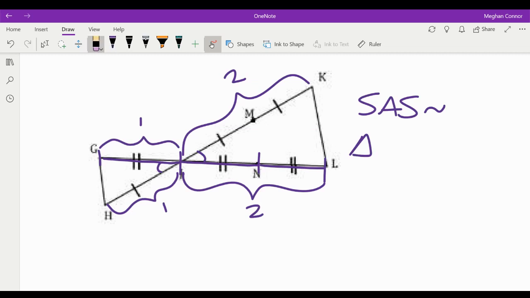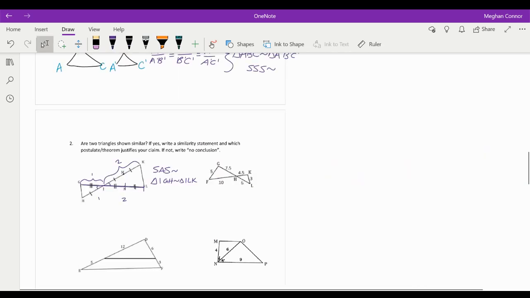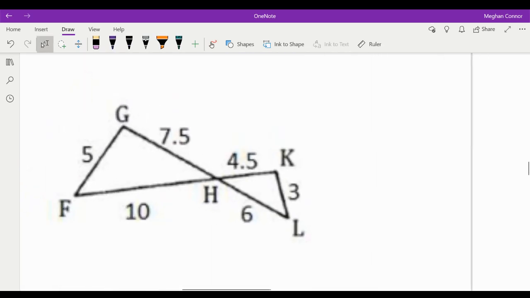Triangle IGH is similar to triangle ILK because of the side angle side criterion. Ta-da!